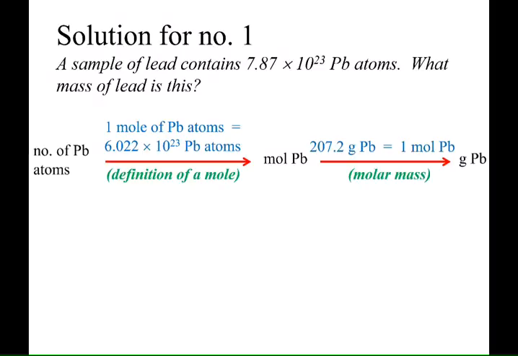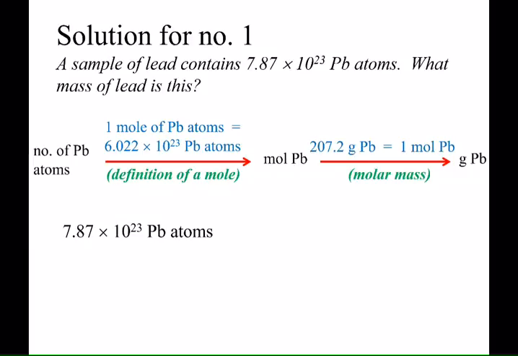All right, what's the first term going to be? It's going to be that 7.87 times 10 to the 23rd atoms. And a lot of times if I'm only dealing with one element like I am here, lead, I won't even put lead there. I'll just say atoms because it's all lead atoms.